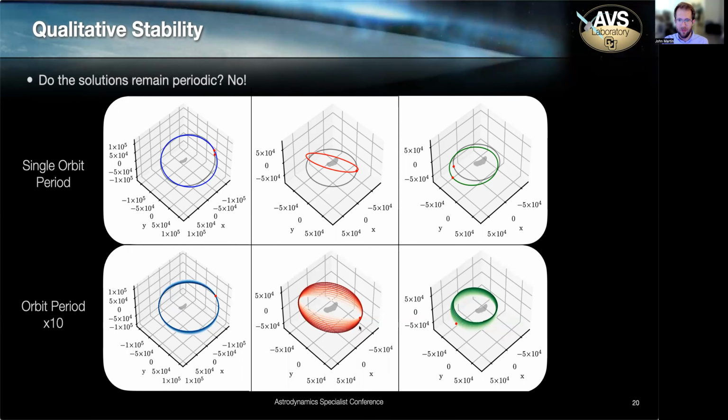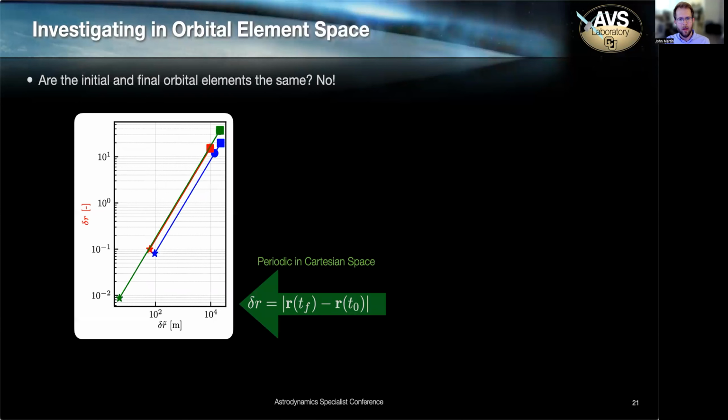You see that the orbits quickly deviate from the original solution. And that's not desirable. Ideally, you want these things to be more convergent than what we see here. So why is this? The shooting method seemed to imply we're approaching periodicity. So why are these long-term propagated orbits so far away from that? Well, it might be because we're looking at this in the wrong space.